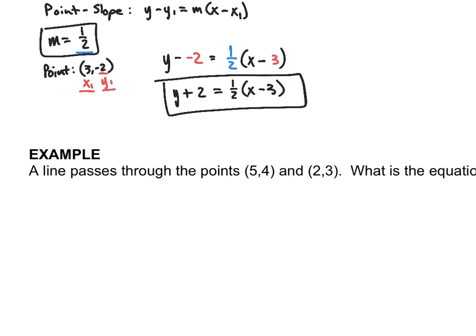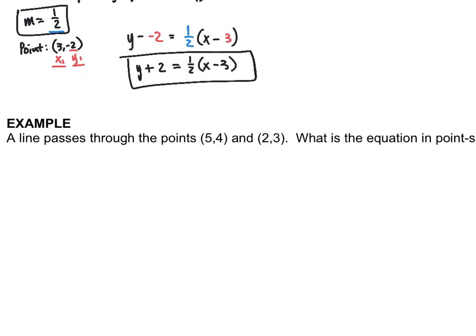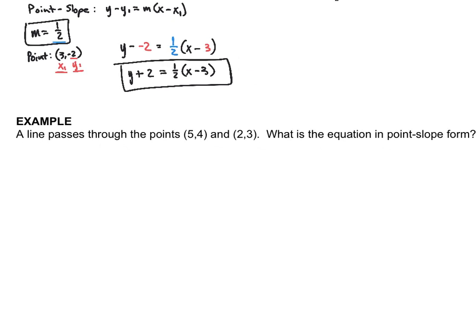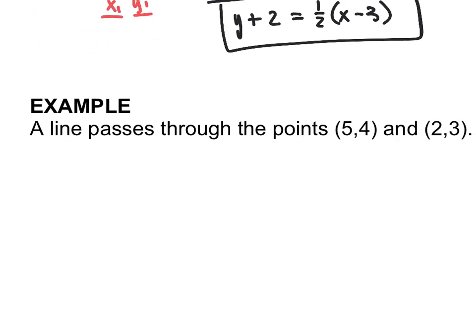All right. Now, the next example that we have is a line that passes through the points (5, 4) and (2, 3). What is the equation in point-slope form? The thing is that we have points, but we don't have a slope. So what I want to do is figure out our slope.